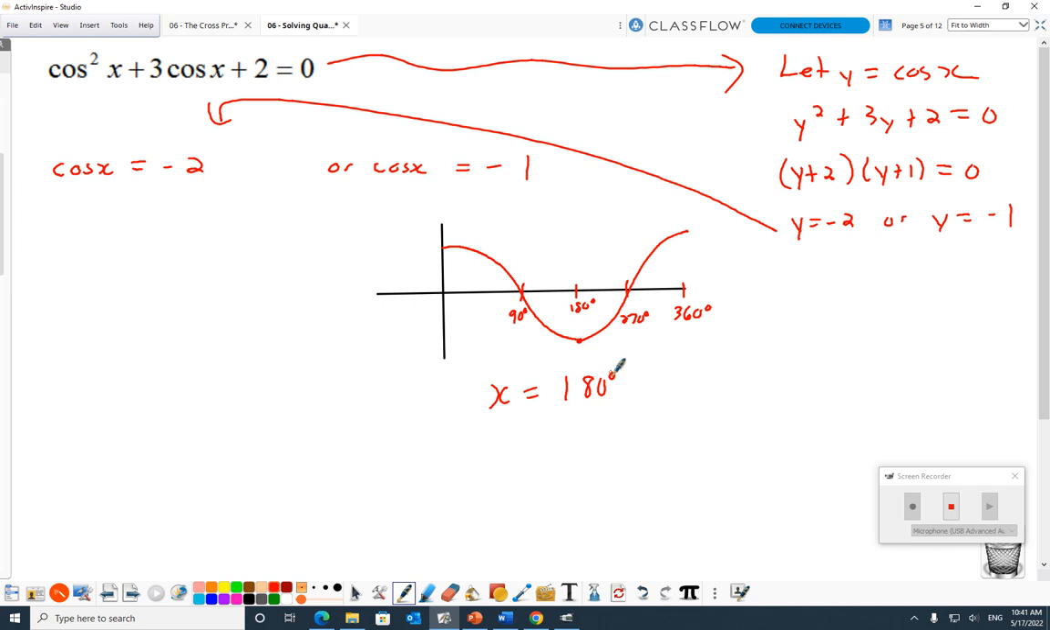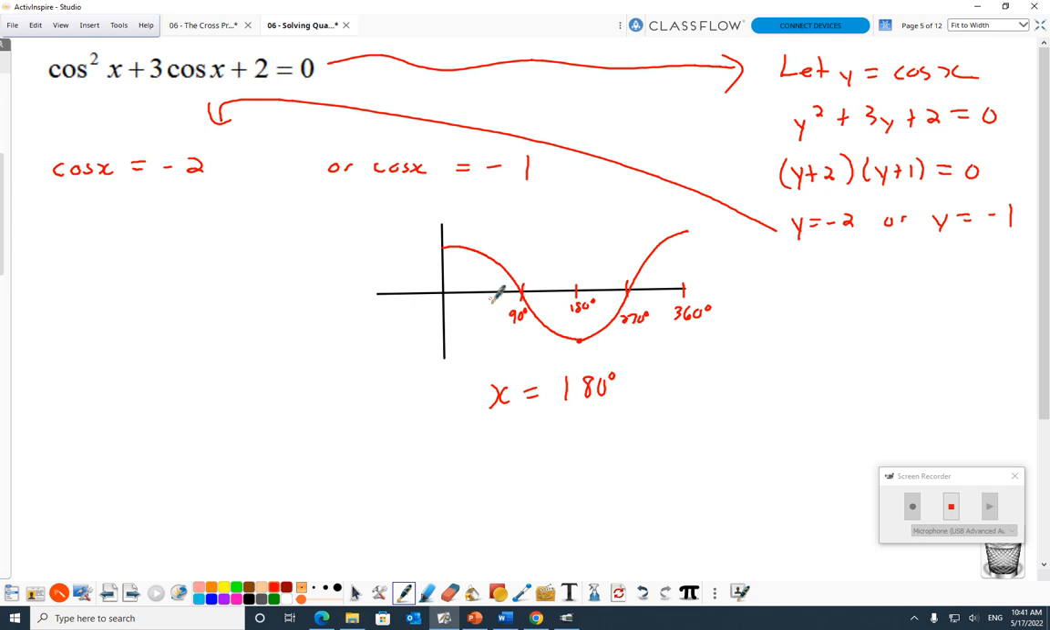Okay, Cameron said this was the easier, or the more familiar one. I changed my question, didn't I? This one's actually easier. When does cos x equal negative 2? It never gets there, does it?